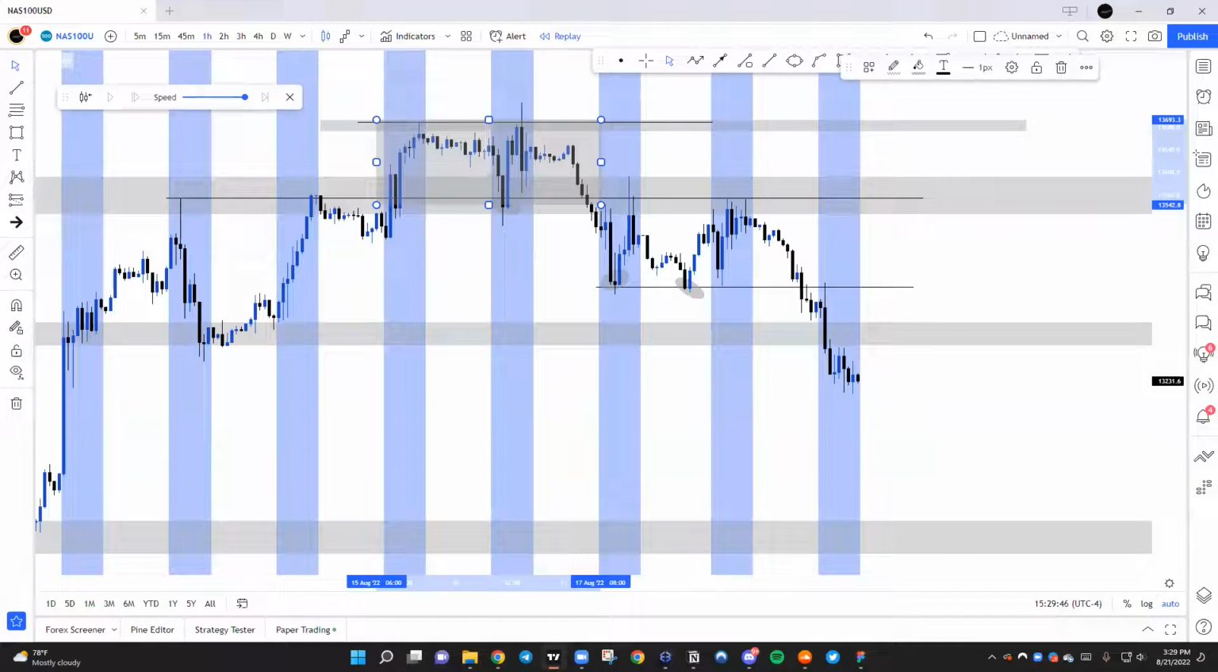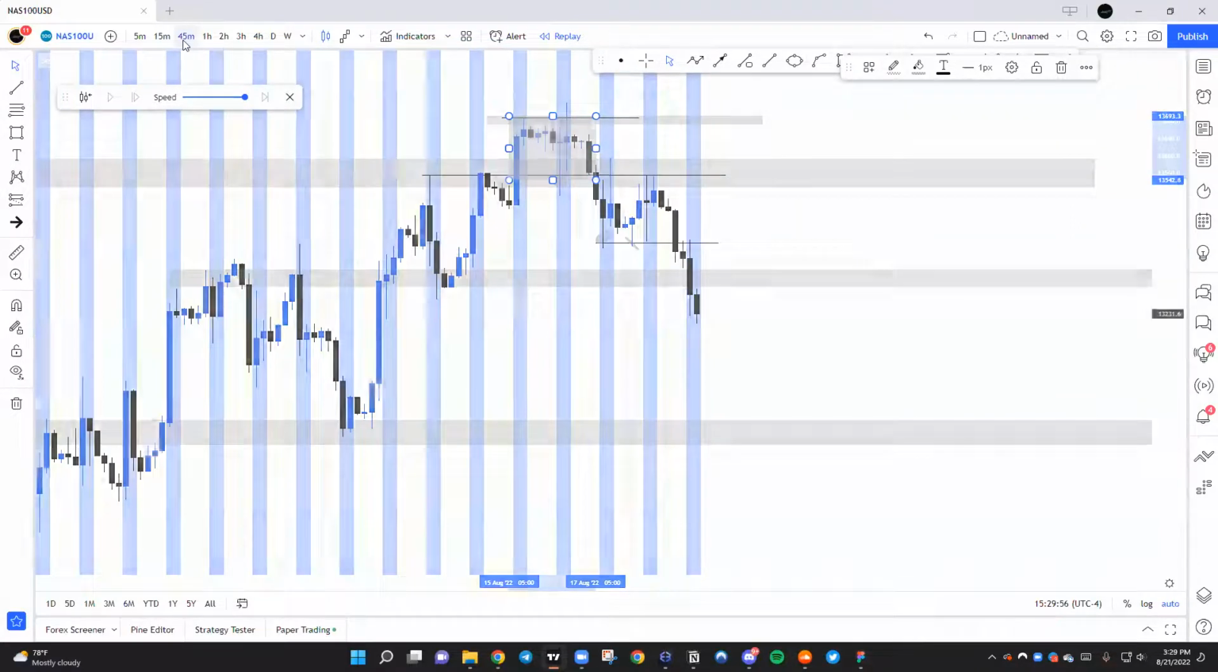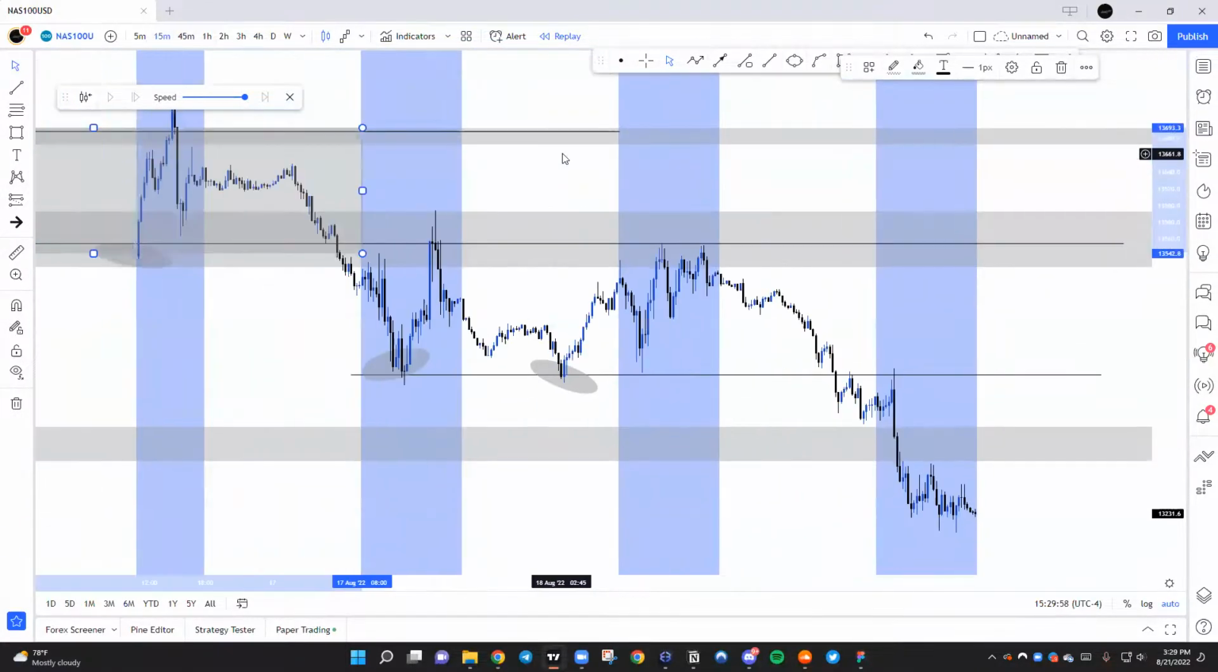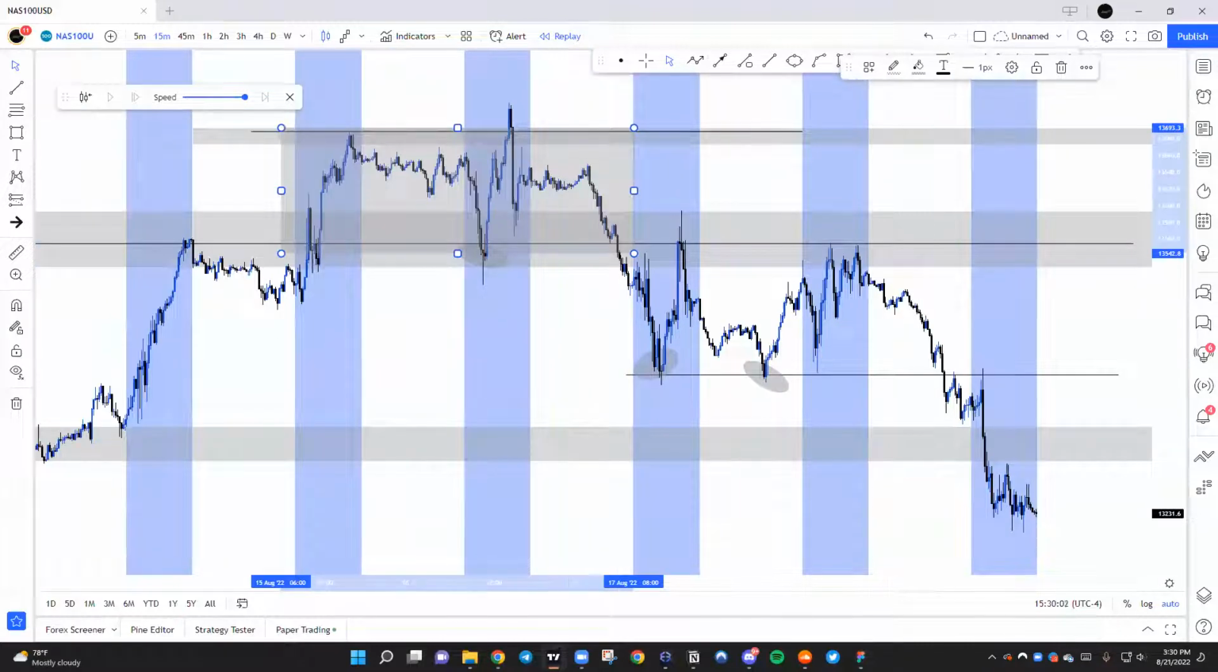Can you please talk more about psychology levels? Fake outs, fake outs. I don't understand the fake out part. I don't run into too many fake outs at all.